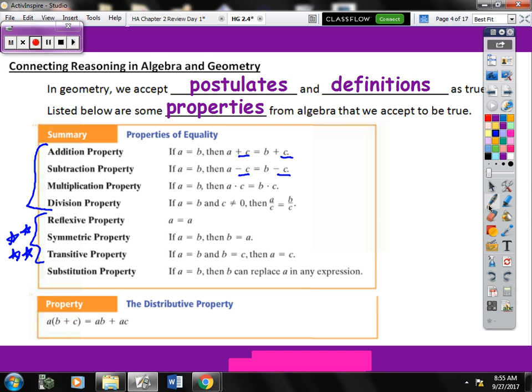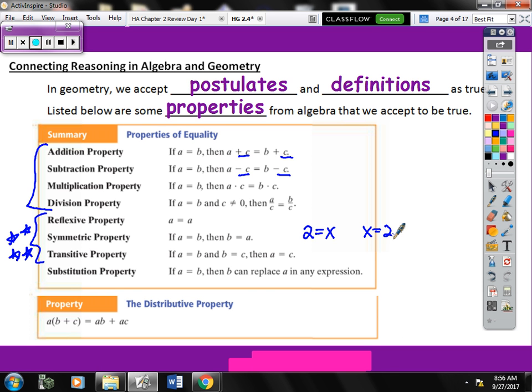Symmetric property, you actually used all the time in Algebra 1. If you were to get an answer like 2 equals x, your algebra teacher probably made you flip it around, right? Make it x equals 2. That is the symmetric property. It tells you that you're allowed to flip things from either side of the equal sign.